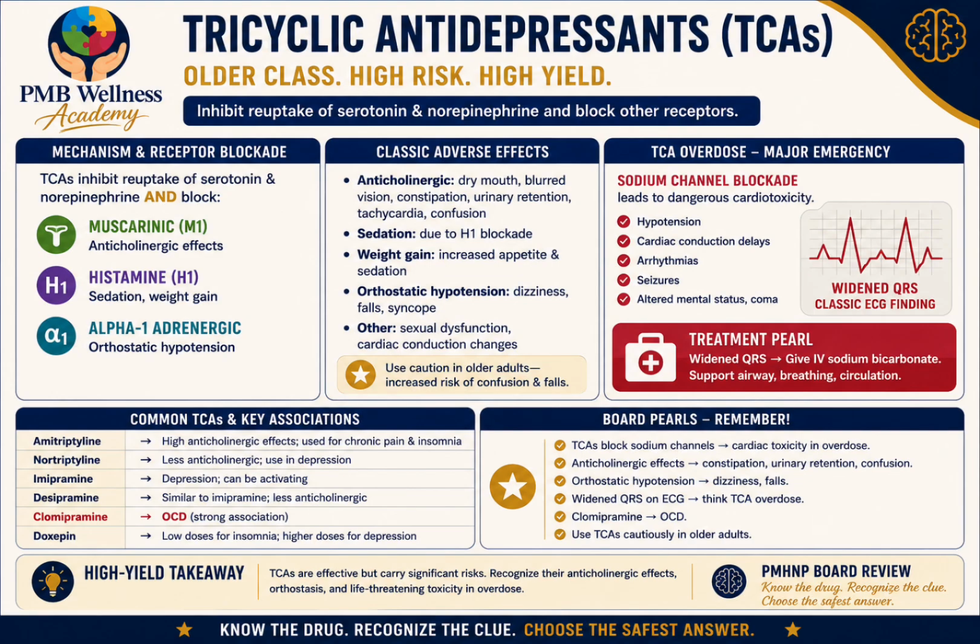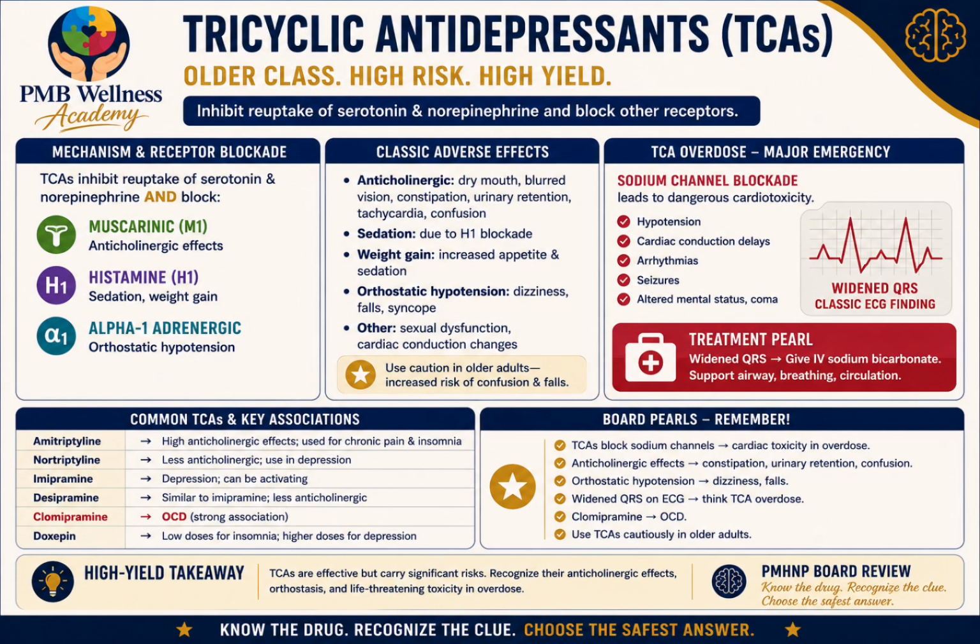This is especially important when you're treating older adults. A highly anticholinergic and sedating medication that also causes orthostatic hypotension can contribute to confusion, urinary retention, constipation, and falls. Always consider the patient's age, medical conditions, and fall risk.